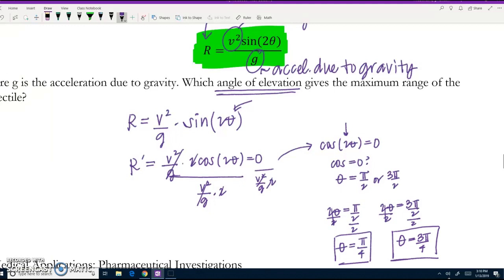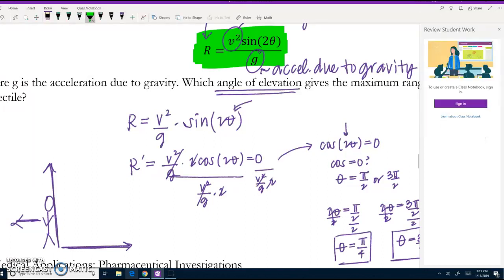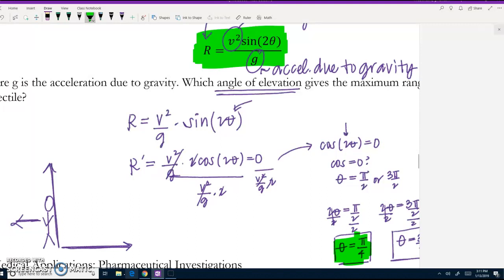Now, really in this case, when you think about launching something, you're facing a given direction. So if you imagine yourself about to throw a football or something like that, you're facing this direction. And so your launch angle, you're really only measuring from 0 to 90 degrees. So if you're facing the right-hand side, it would be pi over 4. If you turned around and looked at this direction, it would be 3 pi over 4. So really the only solution that we have to care about is the pi over 4, because the pi over 4 is going to work whichever direction you're in. So that's our final answer that we're looking at.